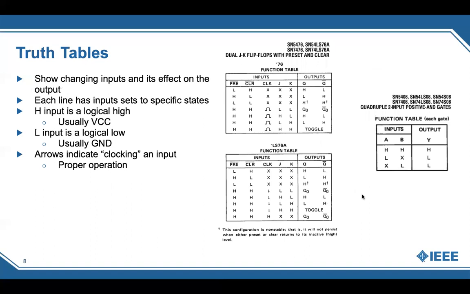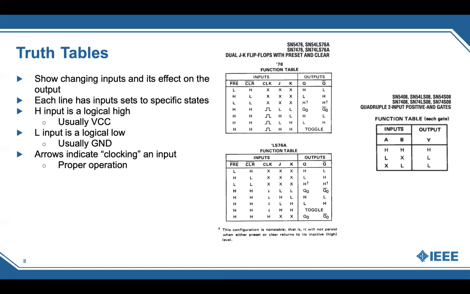Up next, this is probably only applicable to logic gates. You'll be seeing truth tables, which describe the changing inputs and their effect on the output, like how we saw with the pinouts. You can see how the changing inputs into your input pins can affect your output. And each line has its own input set to a specific state. Typically here, you can see that H is a logical high, and this usually means that it's just connected to your VCC or your power. And the low typically means it's just an input logic low, and this is typically connected to ground.